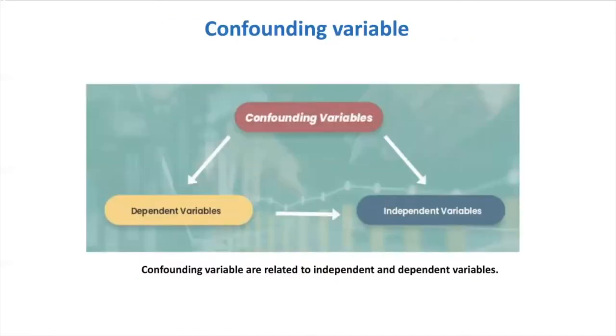Now after we understood what independent and dependent variables are, what is a confounding variable? Confounding variables are variables which are related to the independent and dependent variable. To be a confounding variable, it must meet two conditions. The first condition is it must be correlated to the independent variable, and the second is it must be causally related to the dependent variable. As you can see in the figure, the confounding variable is related to both, and the dependent variable is always dependent on the independent variable.